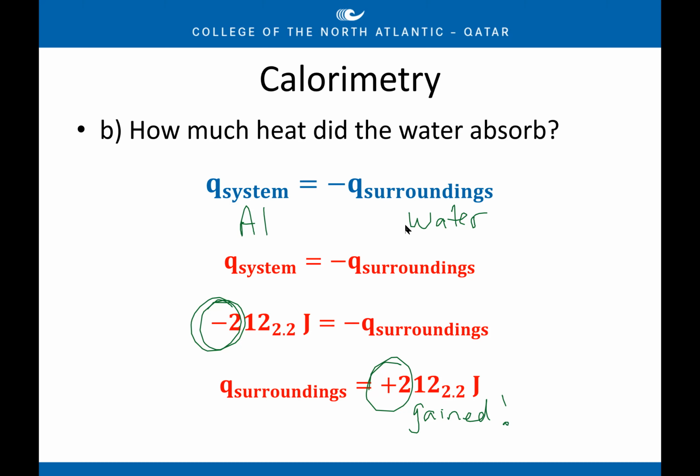And yeah, I mean, Iman is exactly right. For every action, there's an opposite and equal reaction. It's the law of conservation of mass, the law of conservation of energy. If that aluminum lost 212 joules, it had to go somewhere. It doesn't vanish, it doesn't disappear. And where it goes is mostly in the water. Again, there's some assumptions there. We ignore the beaker, we ignore the air around the beaker.